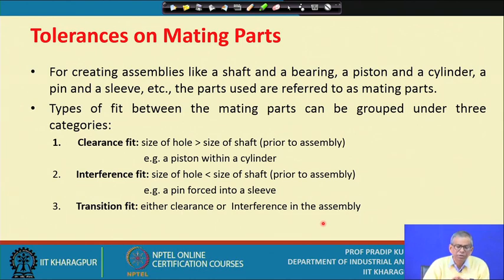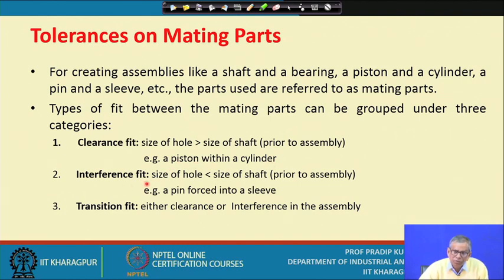So the type of fit between the mating parts can be grouped under three categories. What is a clearance fit? That means the size of the hole is greater than the size of the shaft prior to assembly. You create the hole, you create the shaft, and make sure that this condition holds: size of hole greater than size of shaft prior to assembly. For example, a piston within a cylinder.